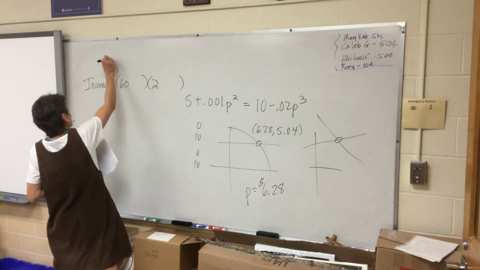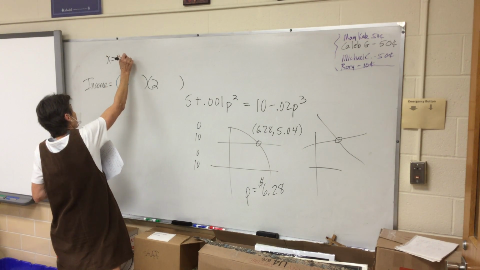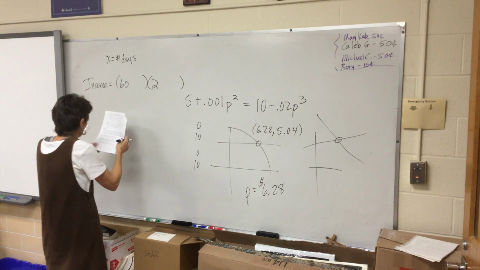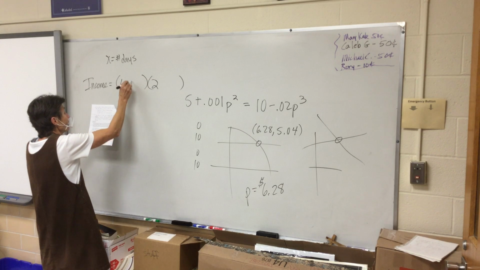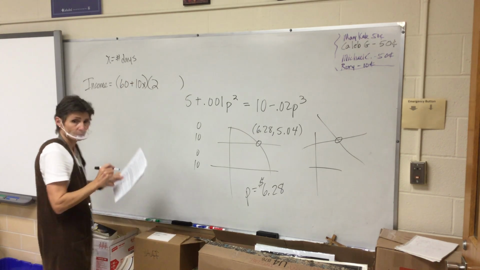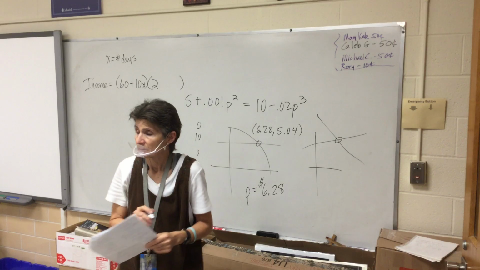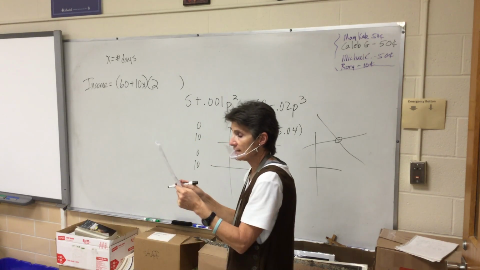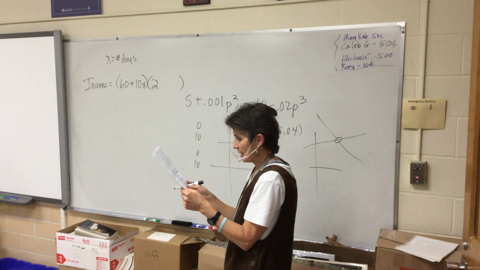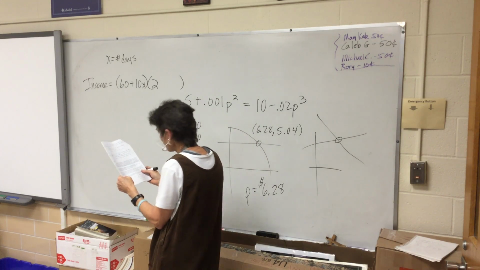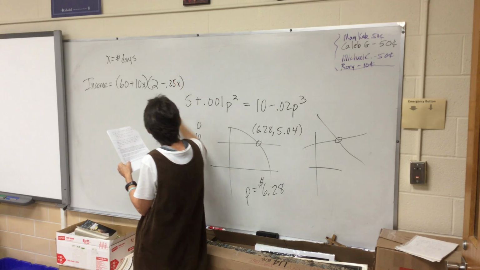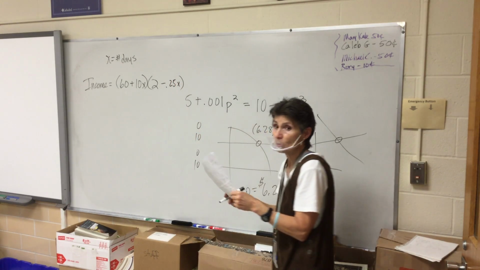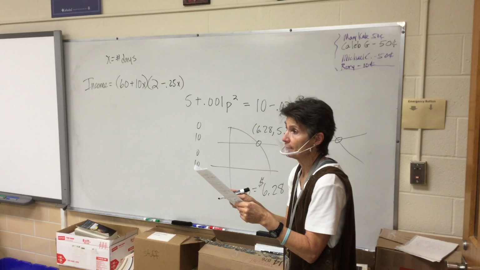So if I let X be the number of days that I wait, then how many I'm selling will be 60 plus 10X. 10 pounds for every X getting added on. And then I'm losing, every X though is going to lose 25 cents. Please don't put 25, it's 0.25, right?